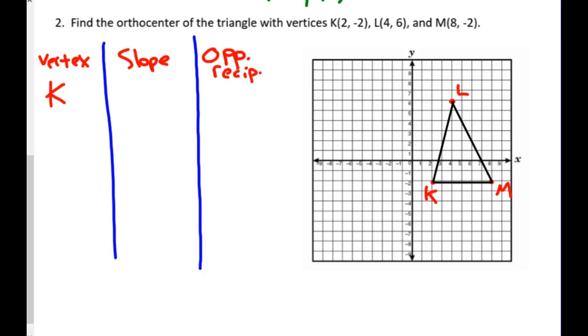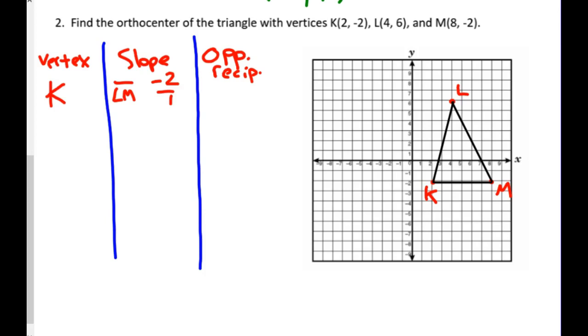Let's start with vertex K. What side is across from K? LM. So let's write LM. And what's my slope for LM? What's the rise over the run? Numbers, please. What's the rise over the run here? Okay, does everyone see? Down 2, right 1, down 2, right 1. That's my slope. So write that down, your slope.